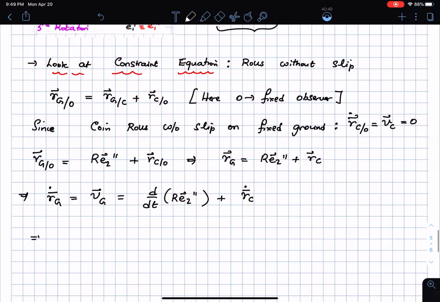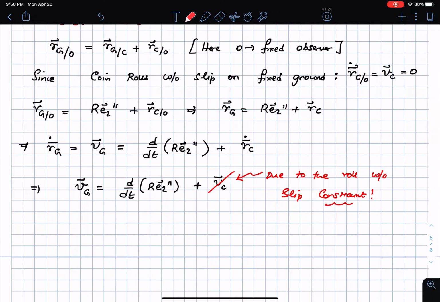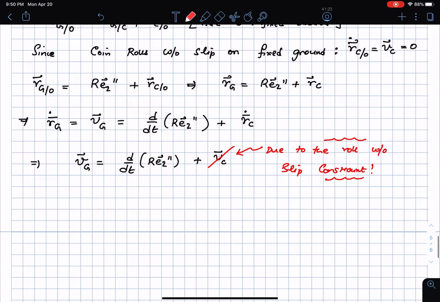Okay, or I can write the following: the velocity of g is going to be d by dt of r e2 double prime plus the velocity of c, but the velocity of c is 0 because we are making use of the rolling without slip constraint. Now what we have is the following. So this implies that Vg is going to be d by dt of r e2 double prime.